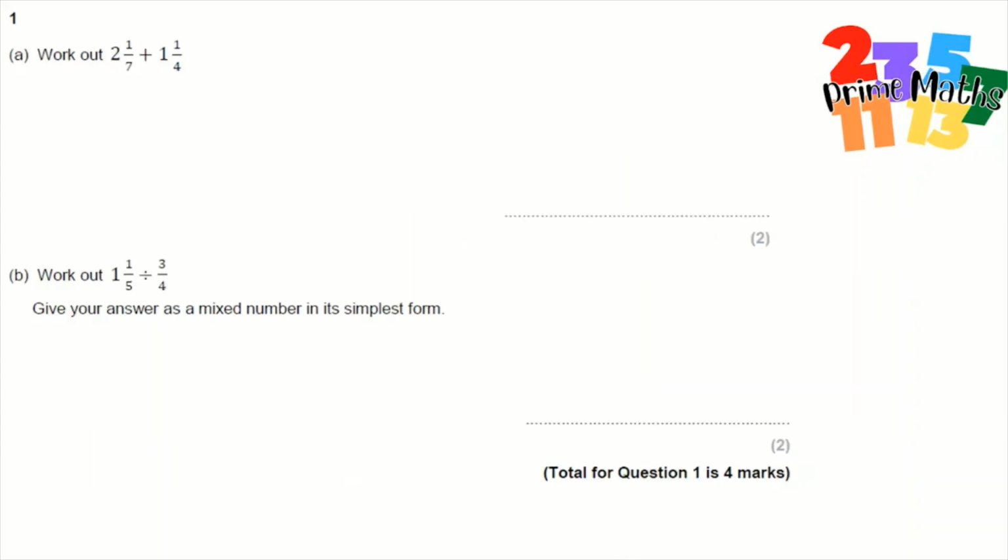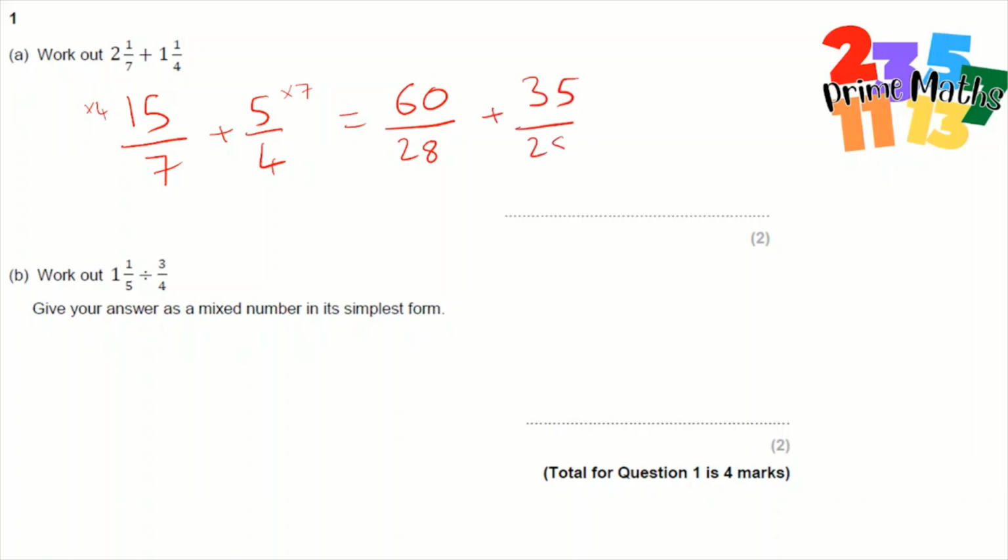First question wants us to add two mixed numbers together. We make these into top-heavy fractions first. So 2 sevens is 14, add the 1. 1 four is 4, and add the 1. We need a common denominator for these, so multiply by 4, multiply by 7. 4 15s gives me 60 over 28. 7 5s gives me 35 over 28, and this works out at 95 over 28.